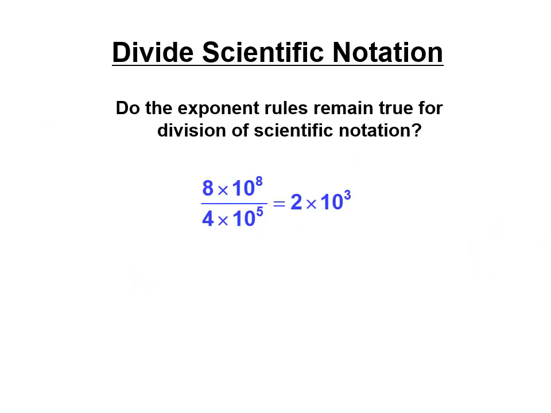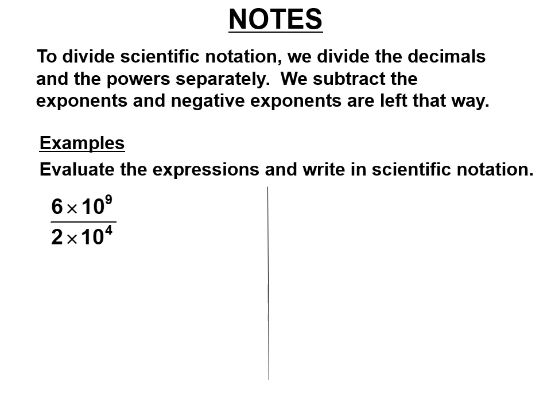Okay, now, we're going to be dividing scientific notation. So it's literally this: 8 divided by 4 is 2, these cancel, and you get 10 cubed. To divide scientific notation, we divide the decimals and powers separately. We subtract the exponents. When you're multiplying, you add the exponents; we subtract them. So we're going to do that today.